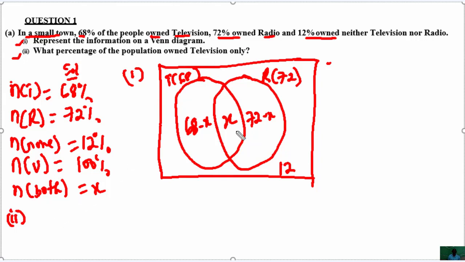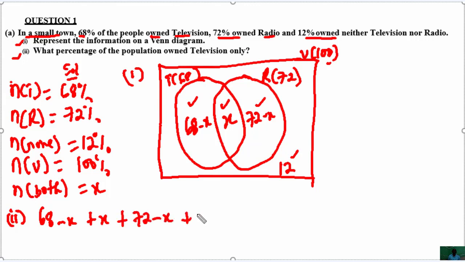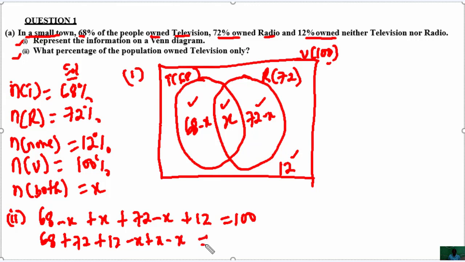So we first have to find the X. To find X, we add this side, that side, and this side, plus this, equal to the U, which is 100. So we start by adding 68 minus X plus X plus 72 minus X plus 12 is equal to 100. So therefore, we start adding the numbers. So the numbers are 68 plus 72 plus 12 minus X plus X minus X is equal to 100.